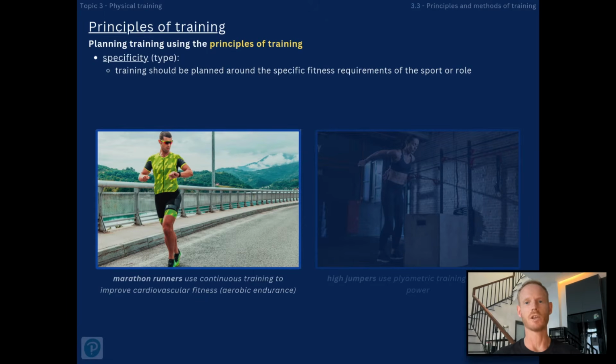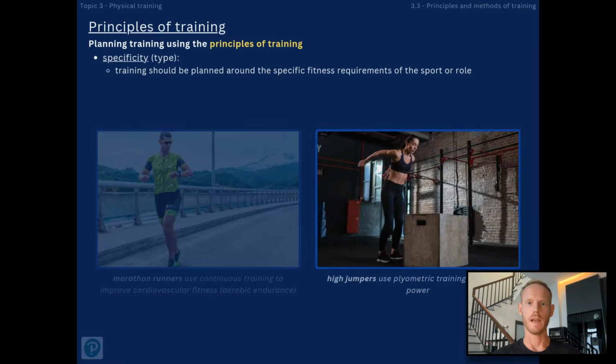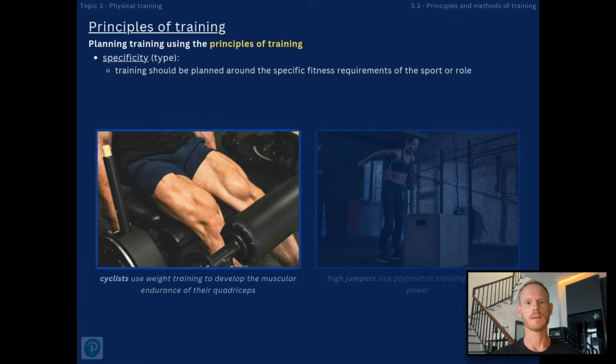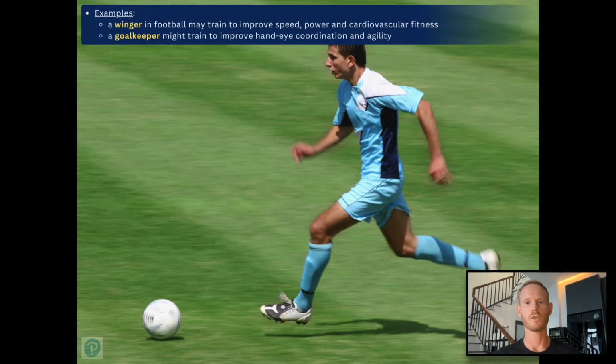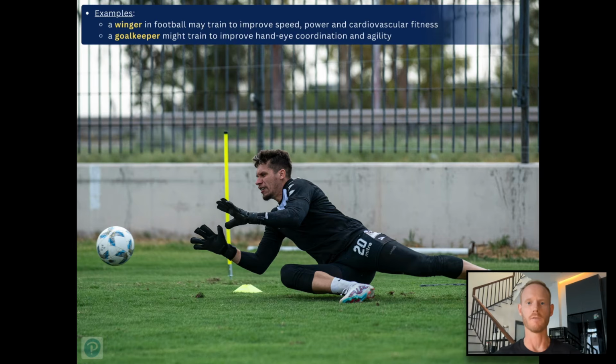Specificity means that training should match the requirements of the sport or specific role being prepared for. For example, a marathon runner should use more endurance training since their sport is predominantly aerobic in nature. A high jumper might use plyometric training as their event relies on power, and a cyclist could use weight training to develop the muscular endurance in their quadriceps. Similarly, a winger in football might structure their training around speed and power, while a goalkeeper who relies on different attributes or components of fitness might focus on hand-eye coordination and agility.